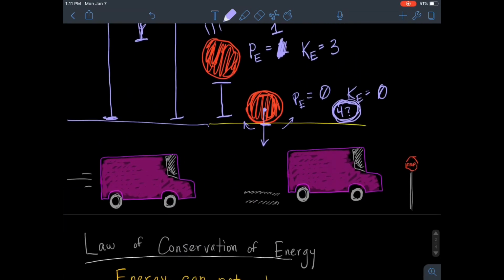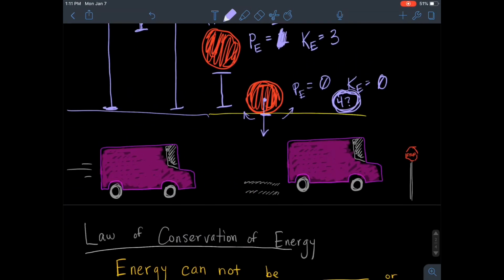Okay, well, let's think about a bus. Let's say it's a UPS truck that's driving down the road and it's filled with packages. Well, when that truck needs to stop at a stop sign, it's going to slam on its brakes. So let's say here the potential energy that it has would be 0 because it's on the ground. Let's say the kinetic energy it has equals 400.